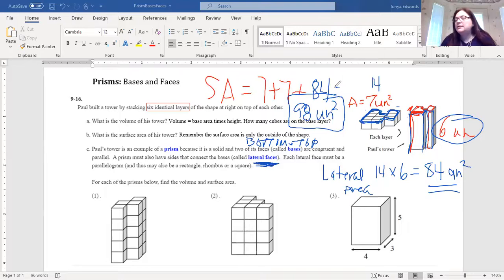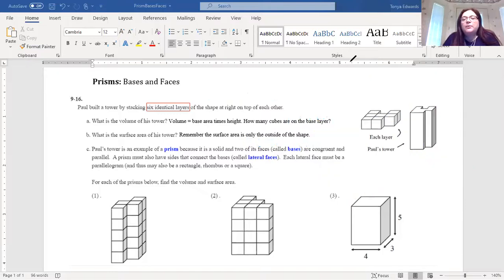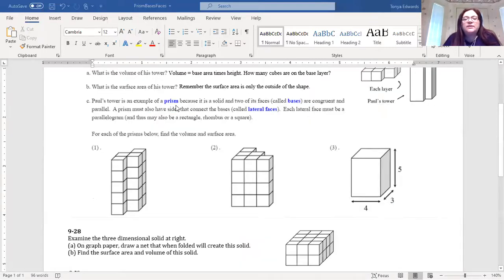All right. So remember, at any time, if you want to fast forward or back up or pause to take notes, you can certainly do that on this video. So part C here isn't really a question. It's just those definitions of prism and bases and faces. But then we have questions 1, 2, and 3 for each of the prisms below. Find the volume and surface area.